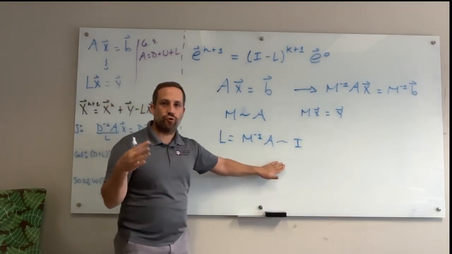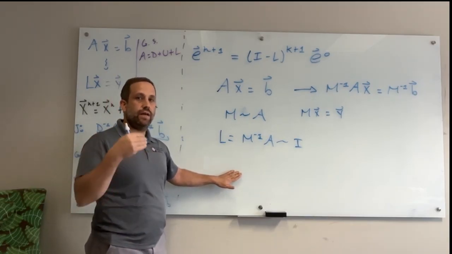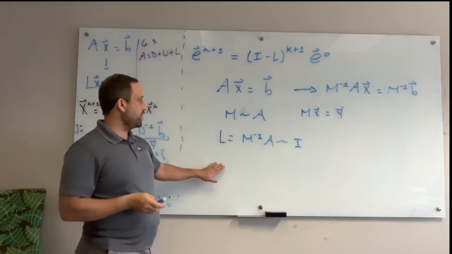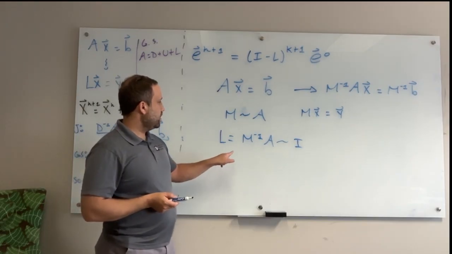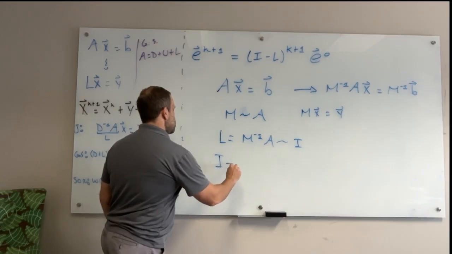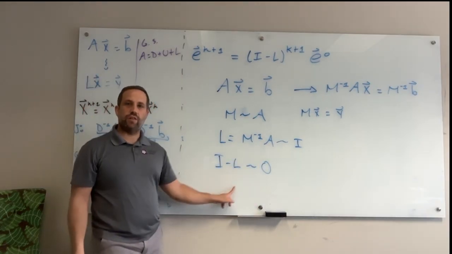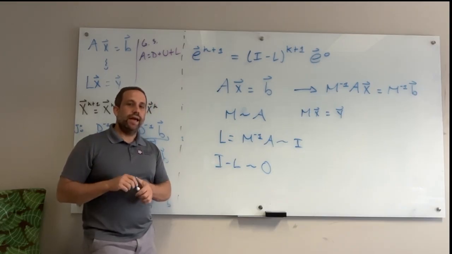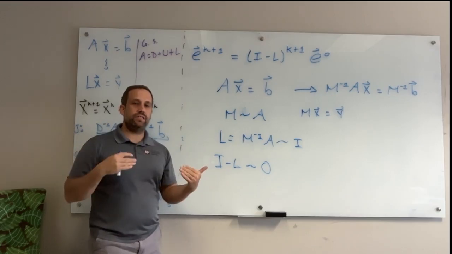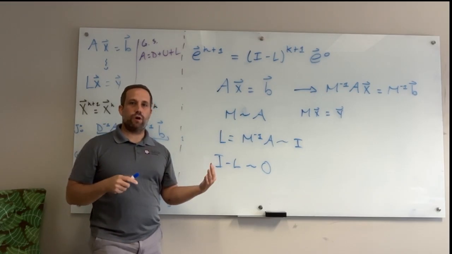And again, these are just heuristics when I say approximately equal. When we analyze each scheme in more detail, we'll quantify this. Anyways, if L, M inverse A, is approximately equal to the identity matrix, then what this says is that I minus L is approximately equal to the zero matrix. In other words, it's small. So the whole idea here is that we want to precondition with a matrix so that in that preconditioned system, this matrix I minus L is going to have better convergence properties.